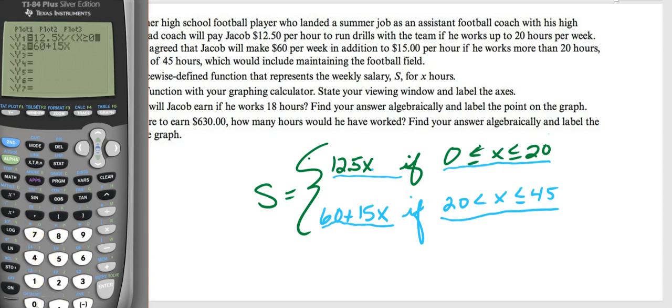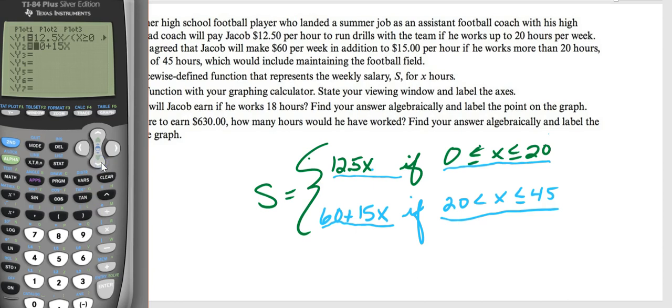Now I'm breaking this compound inequality into two pieces, so I'm going to say and, so I'll say second math, and I'll tab over to logic, and I'll press 1. Now I'm going to do my second part, which is x is less than or equal to 20. So x, second math, and I'm going to say less than or equal, and then 20. I always want to close it with a parenthesis.